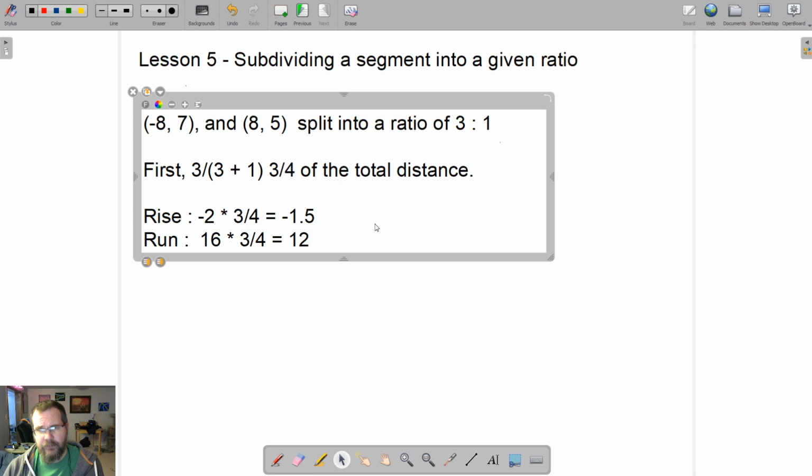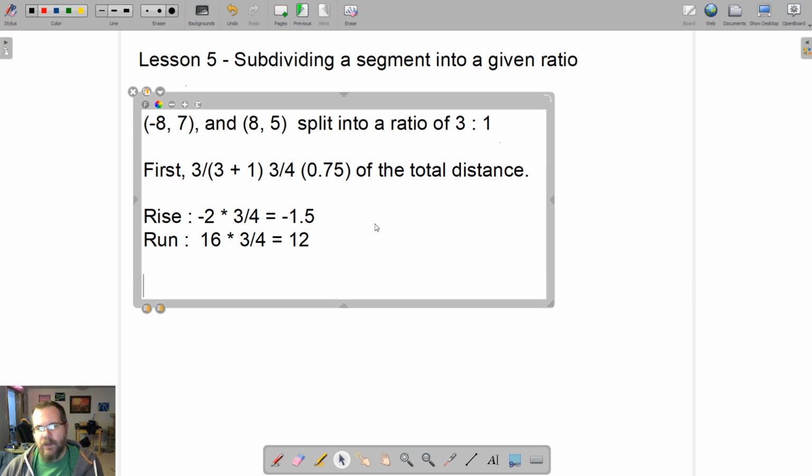If you want to do 3/4 as a decimal, you totally can. So here, when I have it as 3/4, you could also do 0.75, and then instead of multiplying it by 3/4, you multiply it by 0.75. I know some of you are going to be more comfortable with that.